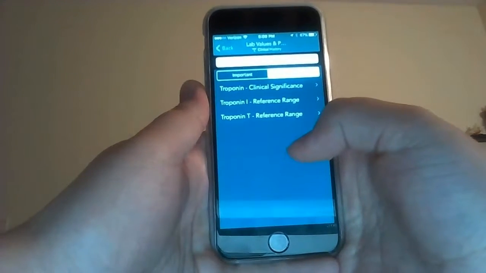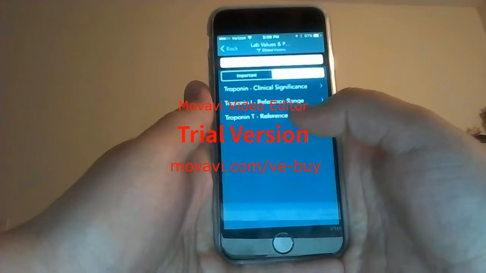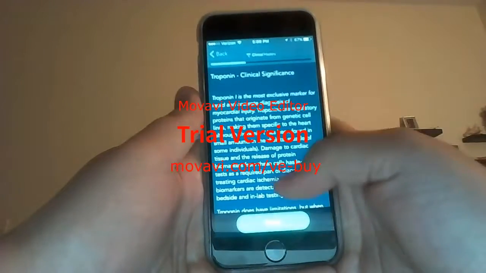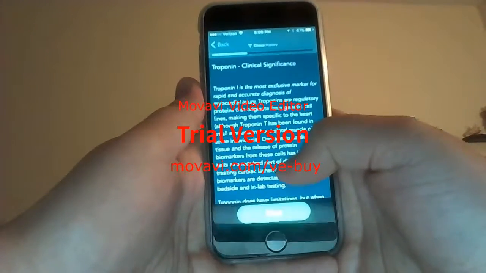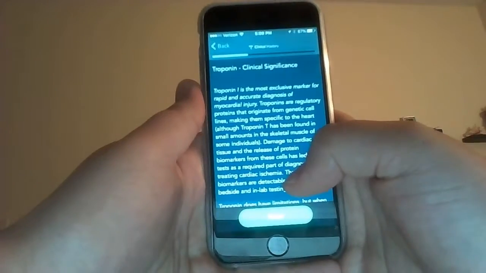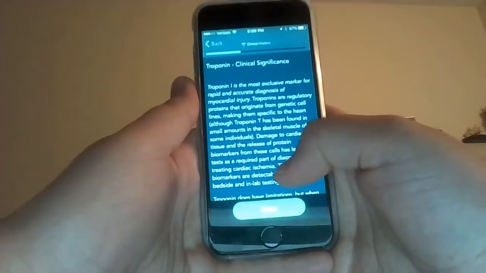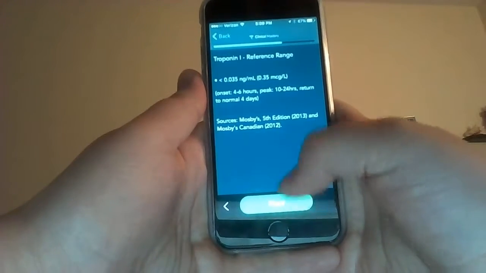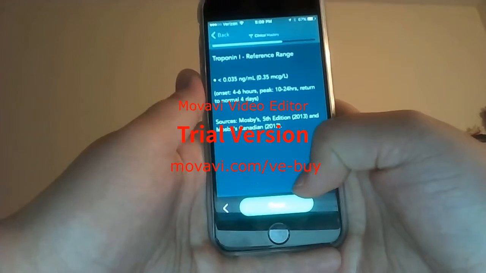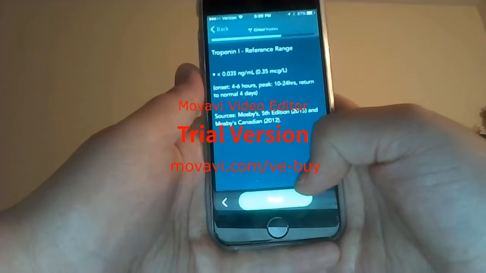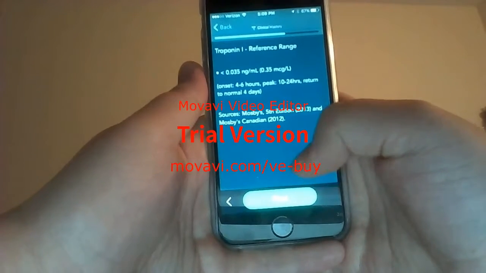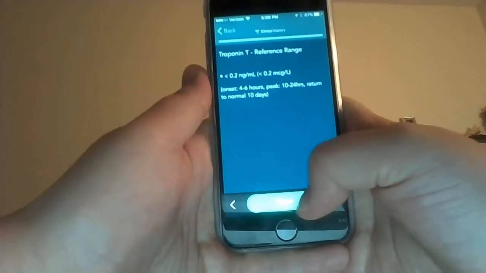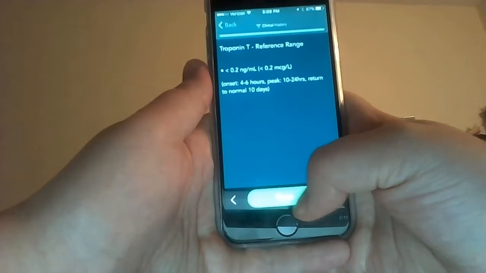So here it breaks it down to clinical significance, reference range for two different kinds. So the clinical significance of a troponin is it's the most exclusive marker for diagnosis of a heart attack. And then here it goes into more detail. And then there you click next. It gives you the normal range, which is less than 0.035. And the onset is 4 to 6 hours. The peak is 10 to 24 hours. And the lab value returns to normal within 4 days. And this is a different lab value for troponin too.